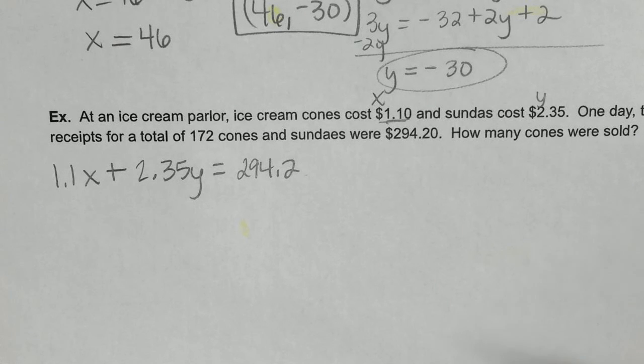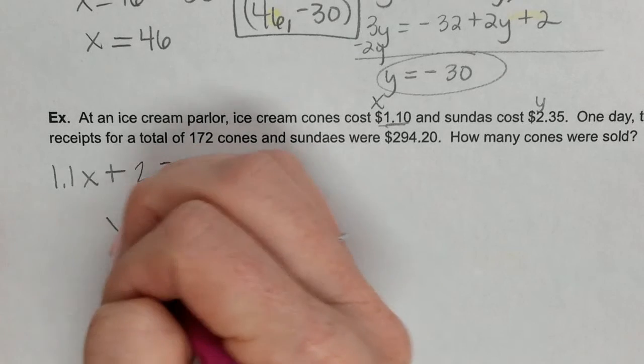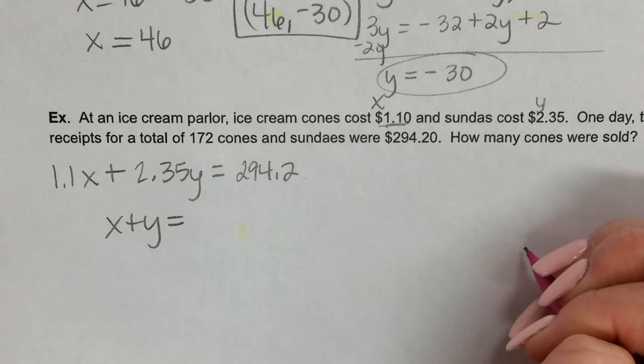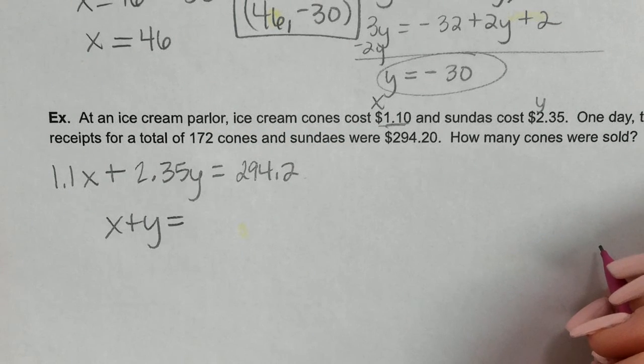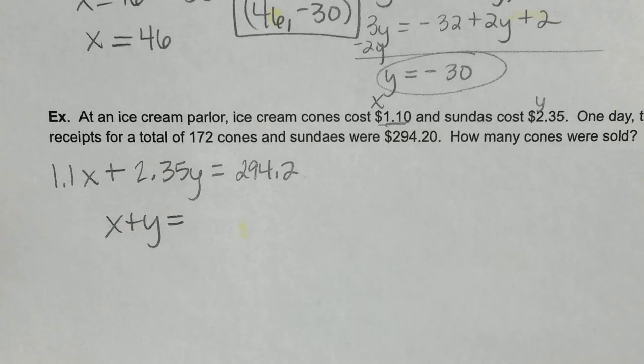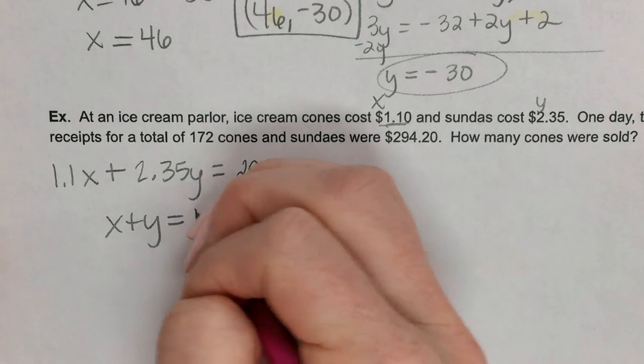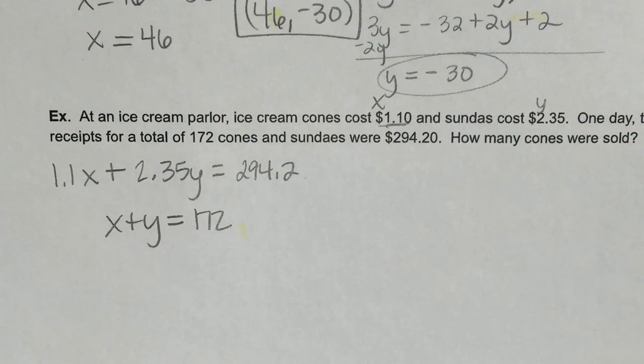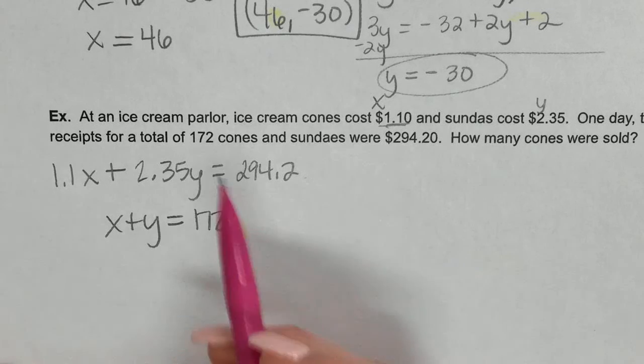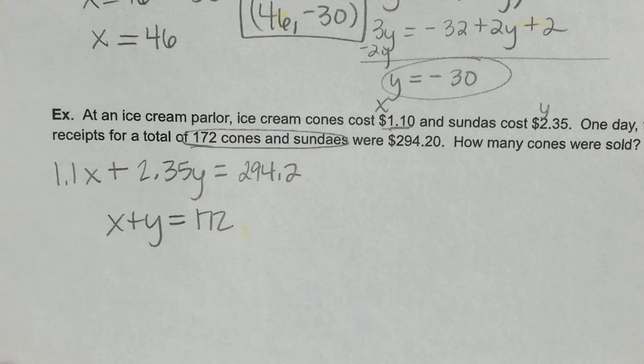Who can write the next one? I already know Montserrat has it. Somebody else. It's the easiest one to write. x plus y equals 172. We're done with money. Both of those sold had to equal 172 cones and sundaes. Right here it says both of those sold had to equal that.